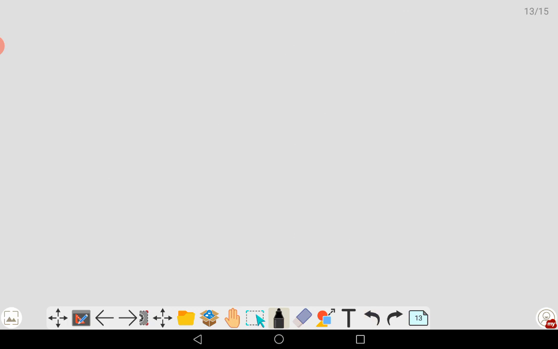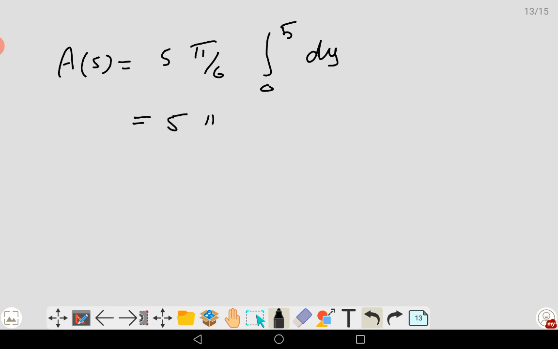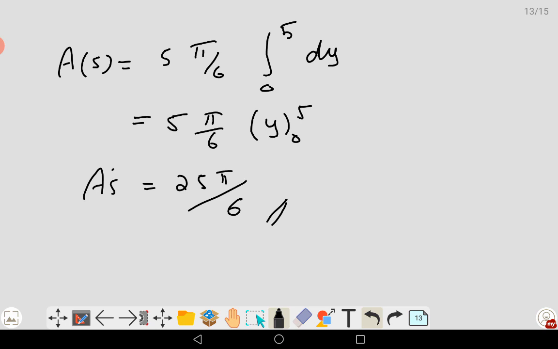So next we write area of S is equal to 5 times pi by 6 integral 0 to 5 dy, which is 5 into pi by 6 into y from 0 to 5. So it's 5 into 5 again, 25 pi over 6. That's the end of this problem.